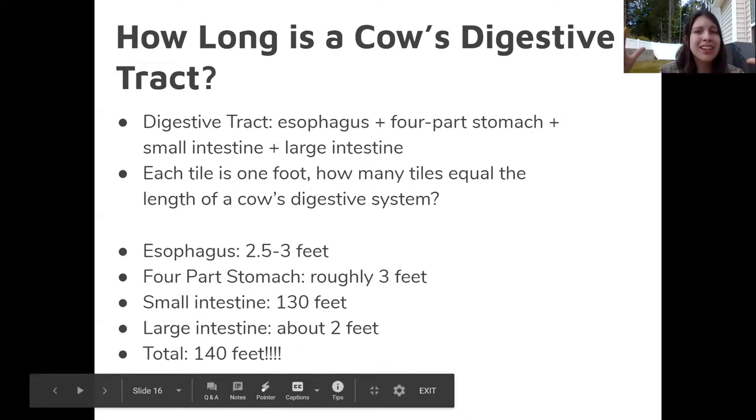So the small intestine is really long, so that, oh, nothing got absorbed in the first 10 feet. Whoops, it moves on to the second 10 feet. A little bit gets absorbed there, moves on to the third 10 feet. A little bit more gets absorbed, a little bit more, making it very, very long in hopes that by the time it gets from 0 feet to 130 feet, all the food that needs to be absorbed is absorbed. And then the large intestine is only about 2 feet long, because its job is to just take out the water. Totaling 140 feet. Insanity.